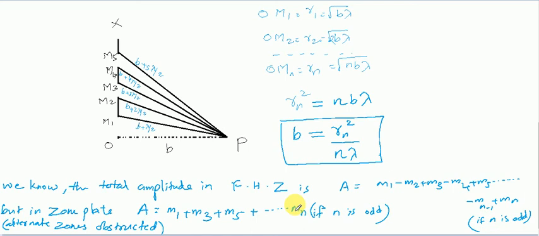But in a zone plate, we know that alternate zones are obstructed. So there will not be any contribution from the second zone, there will not be any contribution from the fourth zone. So all the second, fourth, sixth, etc. contributions are cancelled or obstructed. So what will be the resultant amplitude at the point P? That is A equal to M1 plus M3 plus M5 etc. plus Mn. So only supporting contributions will be there at the point P. So the total intensity will be higher than that we learned in the case of an ordinary Fresnel's half period zone, because here we obstructed the alternate half period zones.